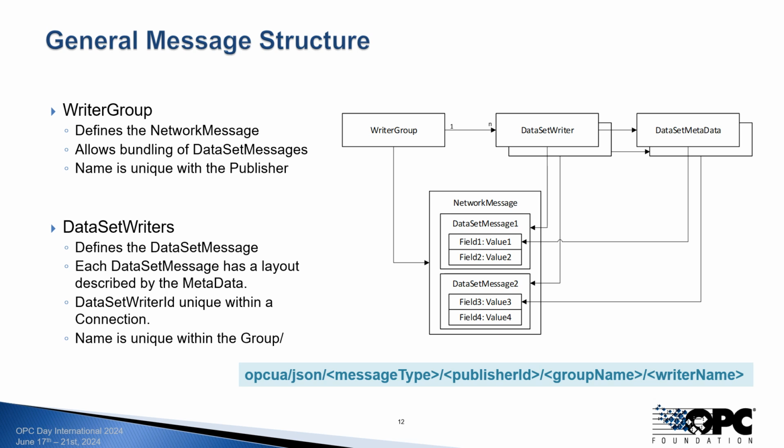The dataset writers are identified by a number that's unique within the publisher. Writer groups are identified by names that are unique within the publisher, and the writers also have names that are unique within the group. And these can be used to build up the standard topic names that can be used to find different information about the individual writers, like the metadata, for example, that's getting published.